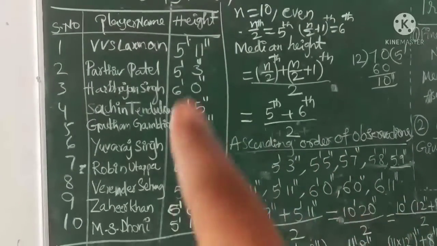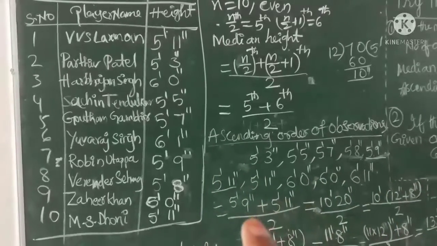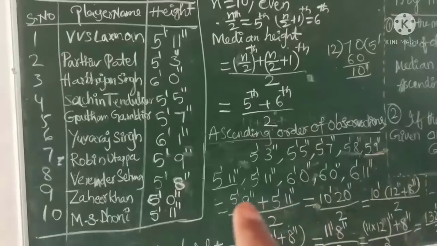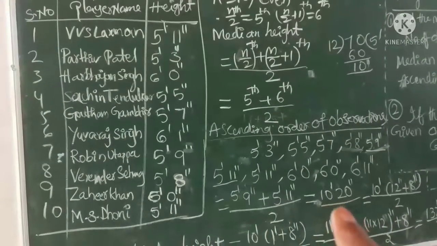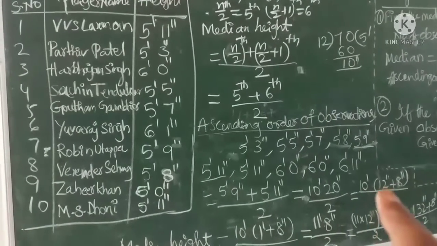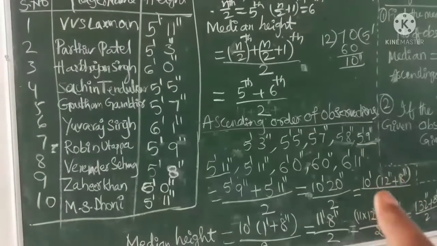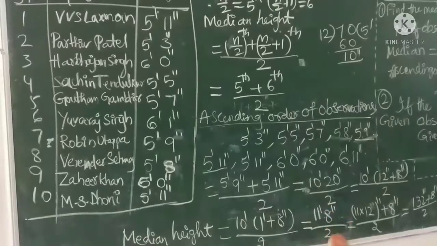Here, first we have to write them in ascending order. See here. And then after that, 5th term is 5 feet 9 inches, 6th term is 5 feet 11 inches. When we add them, we get 10 feet 20 inches. 10 feet 20 inches means it is 12 inches plus 8 inches. 12 inches is equal to 1 feet. Therefore, 10 feet plus 1 feet, it is 11 feet 8 inches by 2.